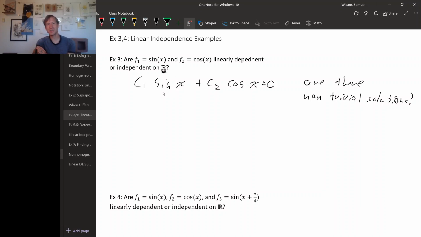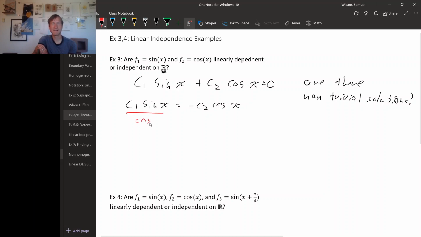I guess one thing we could do is maybe move the c2 to the right. So we get c1 sine x equals minus c2 cosine x. And then we could maybe divide both sides by cosine and divide both sides by c1. So on the left, that's going to give us sine over cosine, which is tangent, so tangent x. And on the right, it's going to give us minus c2 over c1.